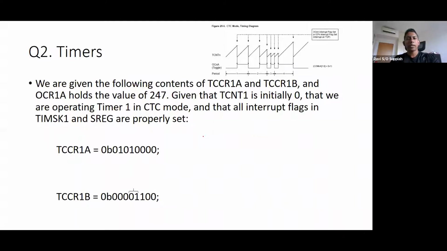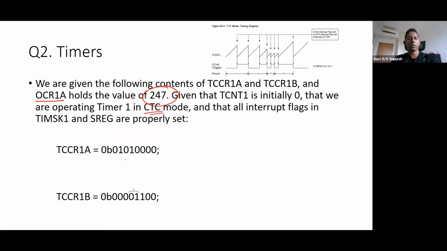Okay, so that is question one, just to give us the idea of 8-bit and 16-bit and how we compare them. So in question two, we are basically given these register contents, and we are told that the OCR register holds a value of 247, and we are operating timer one in CTC mode, and all interrupt flags are already properly set. So these are the configurations that have been written to these registers.